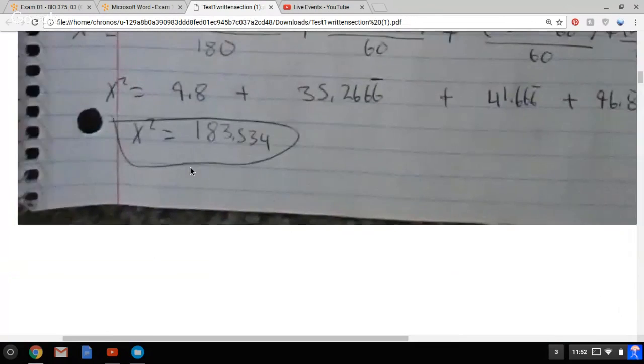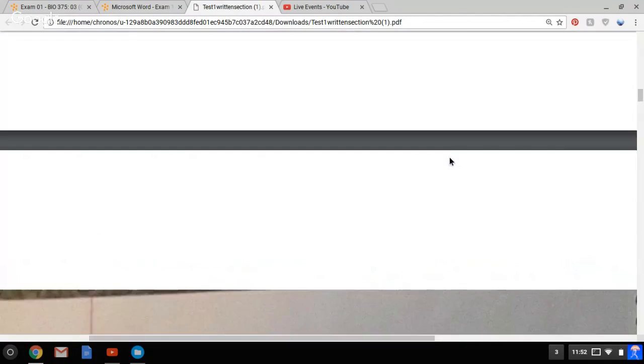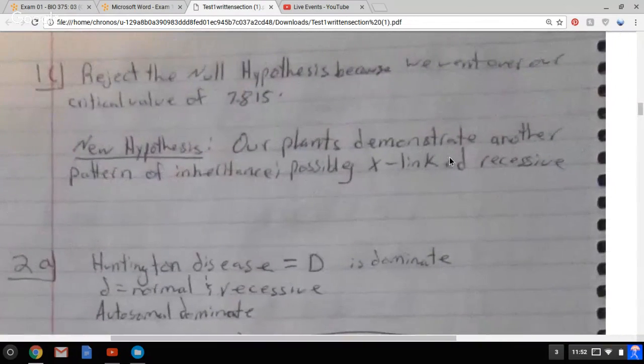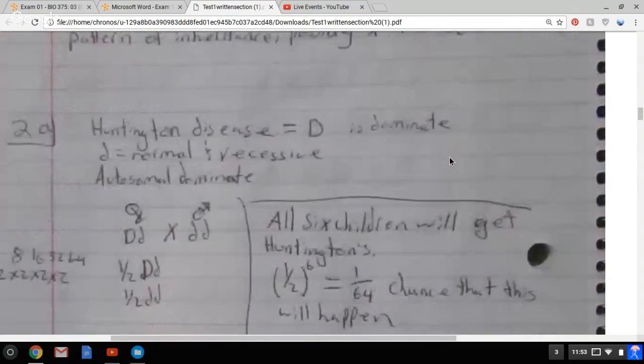And so we will reject the null hypothesis, as our critical value is 7.8, and we have gone way above that. A new hypothesis is that our plants demonstrate another pattern of inheritance, possibly X-linked recessive inheritance. We don't know for sure. That's why we're performing hypotheses to try and figure out what's going on.